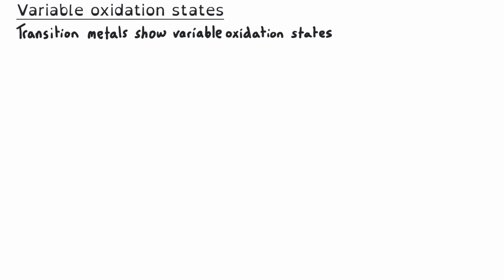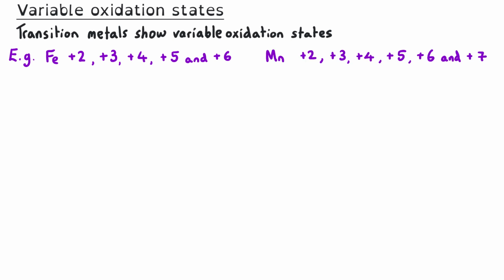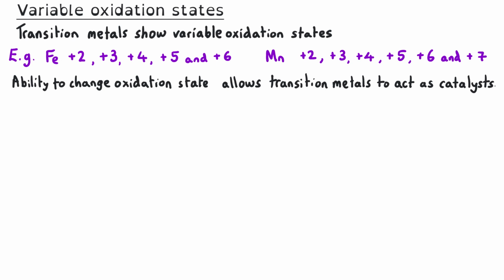An important property of transition metals is that they show variable oxidation states. For example, commonly iron can have an oxidation state of +2 or +3, and it can go higher. And manganese is commonly +2, +4 or +7, but it can also be +3, +5 and +6. Having the ability to change oxidation state is one of the features of transition metals that allows them to act as some types of catalyst.